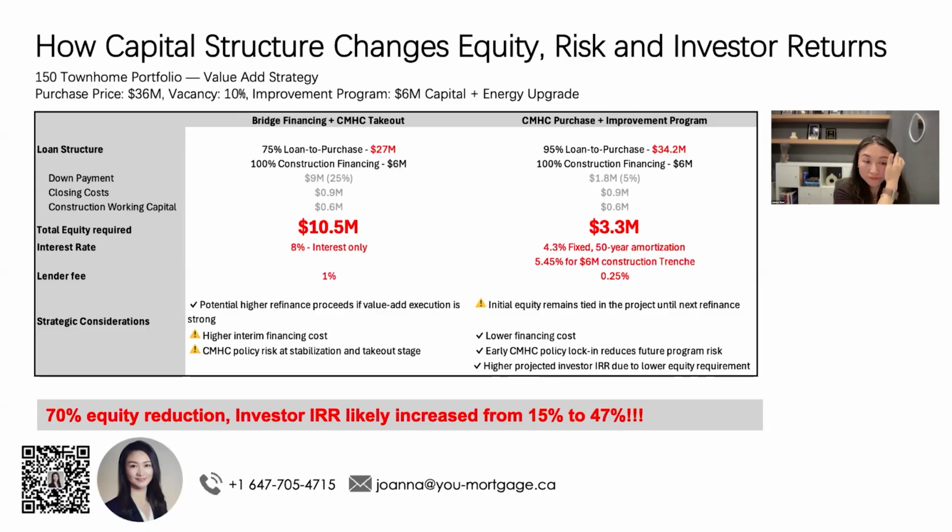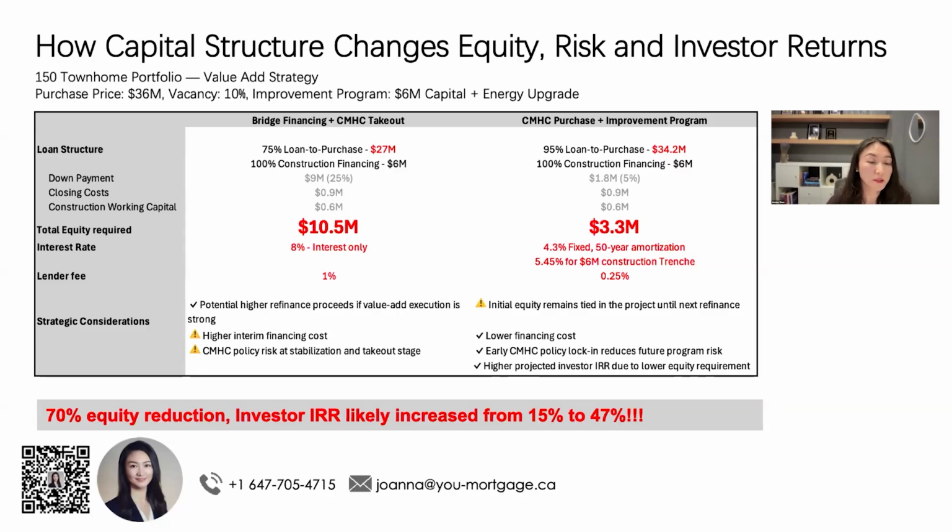But for the CMHC purchase plus improvement program, the initial equity, the down payment and closing costs, remains tied in the project until the next refinance. So that is a consideration, but it lowers the equity to 3.3 million. It's very powerful, and some developers or operators might not like very high leverage, so this might be a good case for you as well.